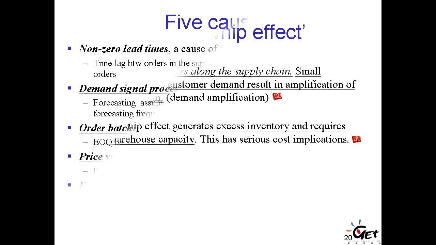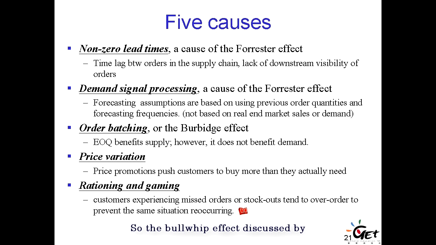Okay. So the bullwhip effect has been discussed by practitioners, and also by scholars, in the past 10 to 15 years. Basically, they all agree that there are 5 causes that cause this phenomenon to occur. These 5 causes are non-zero lead times, demand signal processing, order batching, price variation, rationing, and gaming.